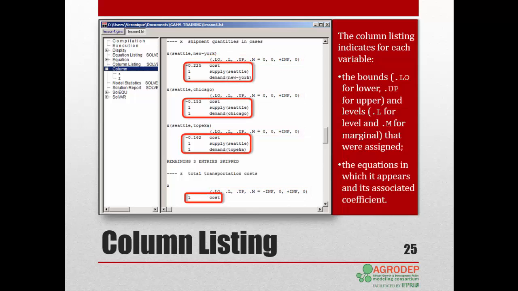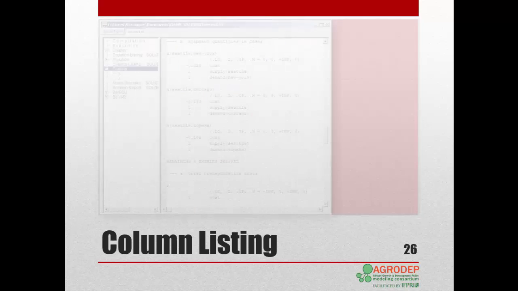Next, the equations in which the variables appear and their respective coefficients are displayed. Note the coefficient values of the variable x in the equations cost, supply, and demand. In the equation cost, the coefficients are the value of the parameter c, but in equations supply and demand, the variable x has no coefficient, so the corresponding value is 1. Similarly, the variable z in the equation cost has no coefficient, so the value is 1.